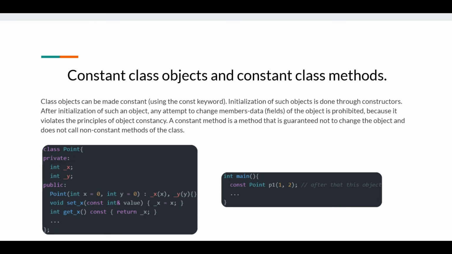Initialization of such objects is done with the help of constructors. After initialization of such an object, any attempt to change the member's data, fields, of the object is prohibited because it violates the principles of object constancy. A constant method is a method that is guaranteed not to change the object and does not call non-constant methods of the class. The example shows how the constant objects and methods work.